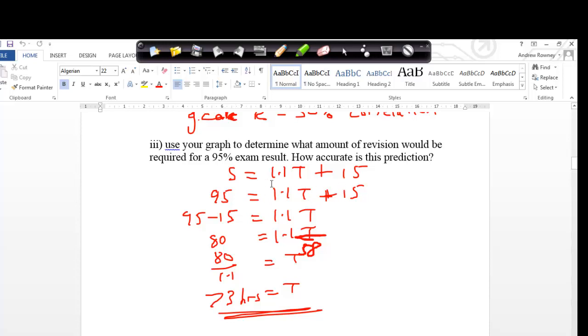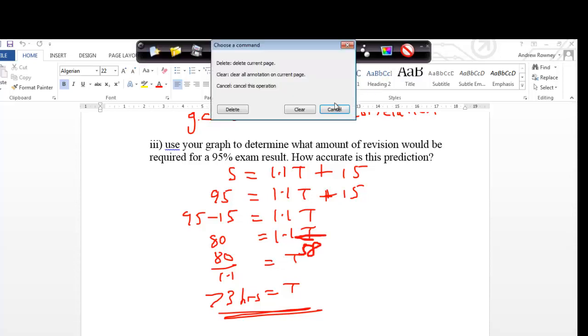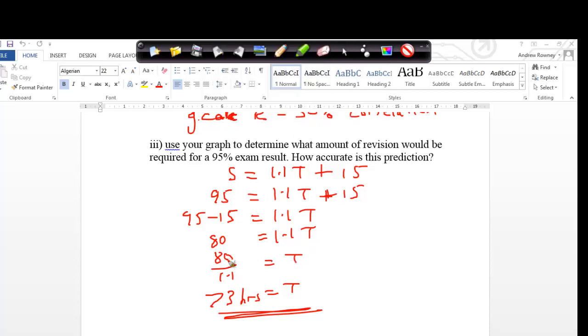If you take 15 over the other side, opposite plus 15 is minus 15, you get 80. Opposite times 1.1 is divide 1.1, and so we end up with t equals 73 hours. So you need to put 73 hours revision in 3 weeks to get 95% for the test. That's predicted based on everyone else's values plotted as a relationship on a graph.